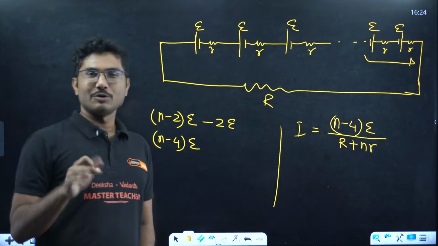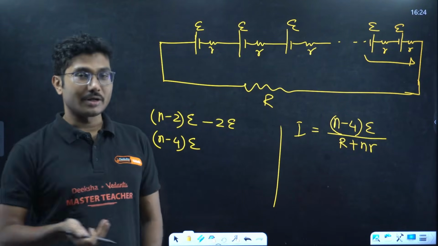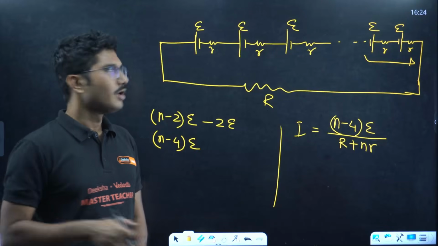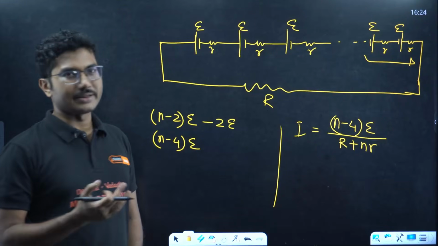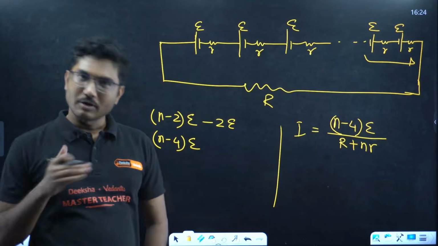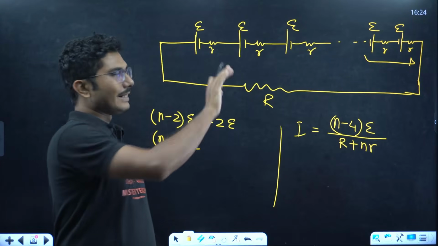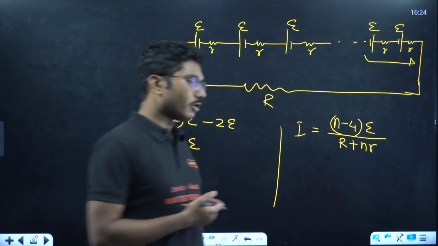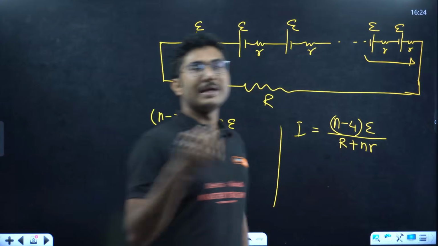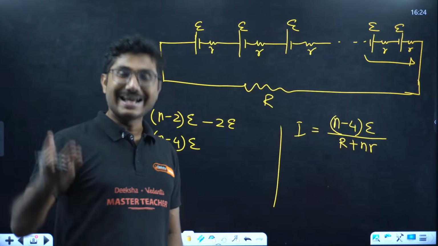Internal resistances are friends, they always add up. They do not do things like, oh, you are properly connected, you are wrongly connected. No. Internal resistances always add up. External resistances always add up. But the EMFs have to depend on the polarity. Now if there are 2 wrongly connected, it will be N minus 4. If there are 3, N minus 6.